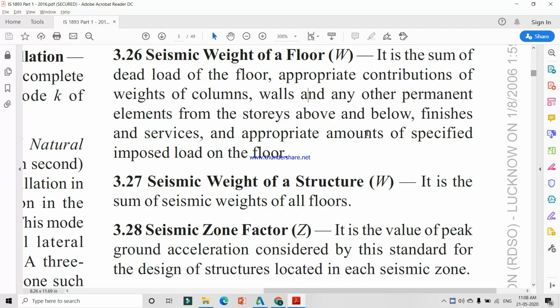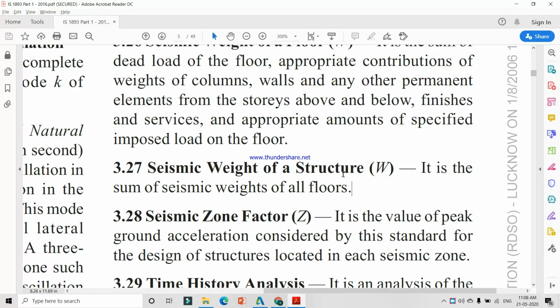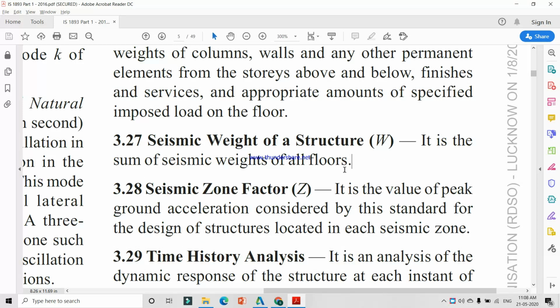The next is the seismic weight of structure. It is the sum of the seismic weights of all the floors. That means the total weight of the seismic load on all the floors.